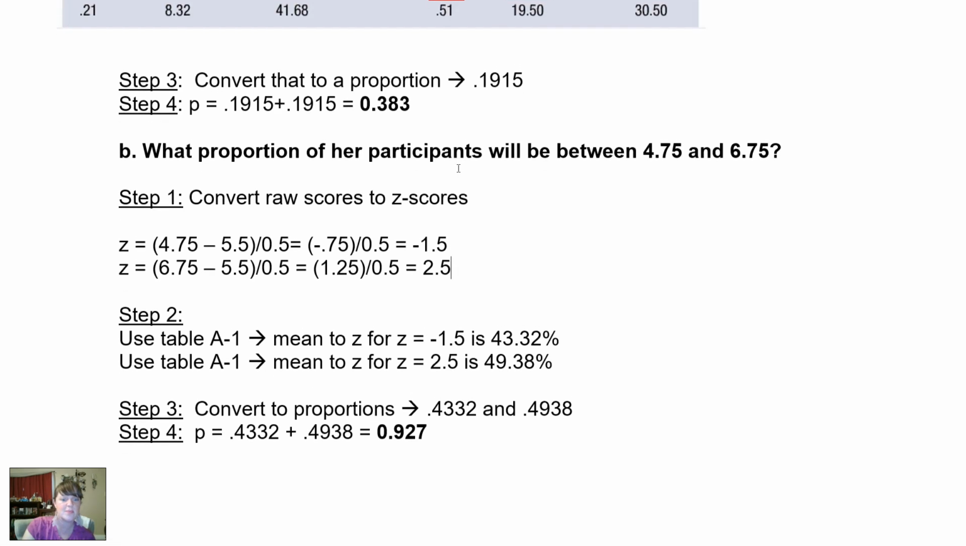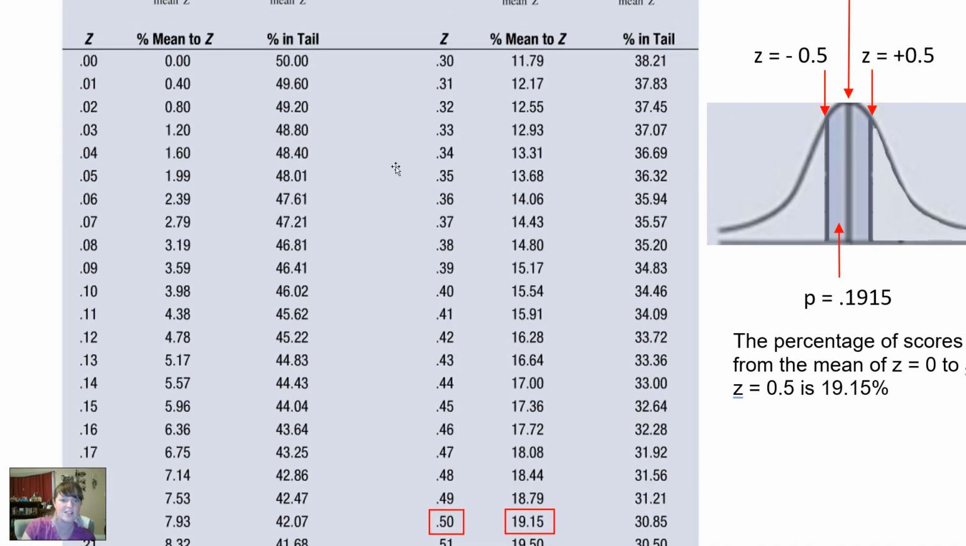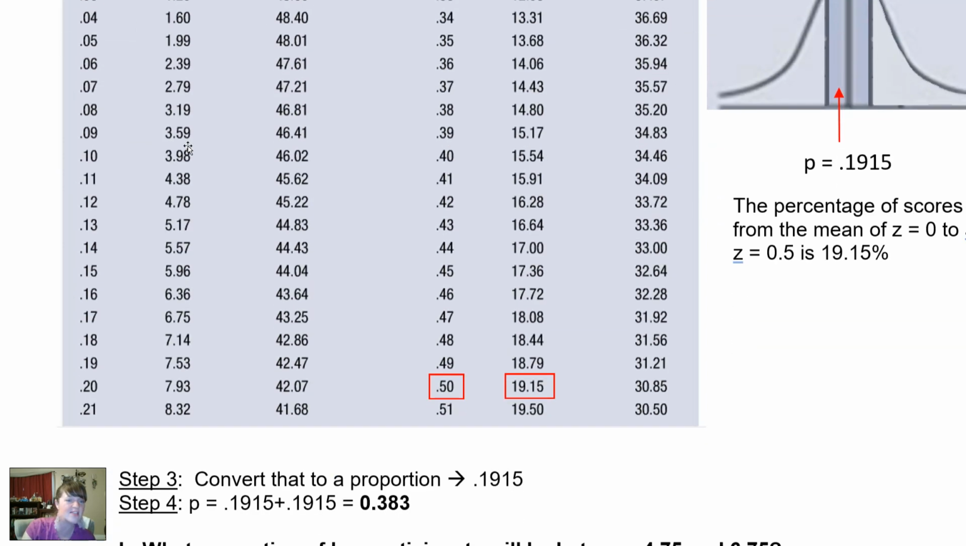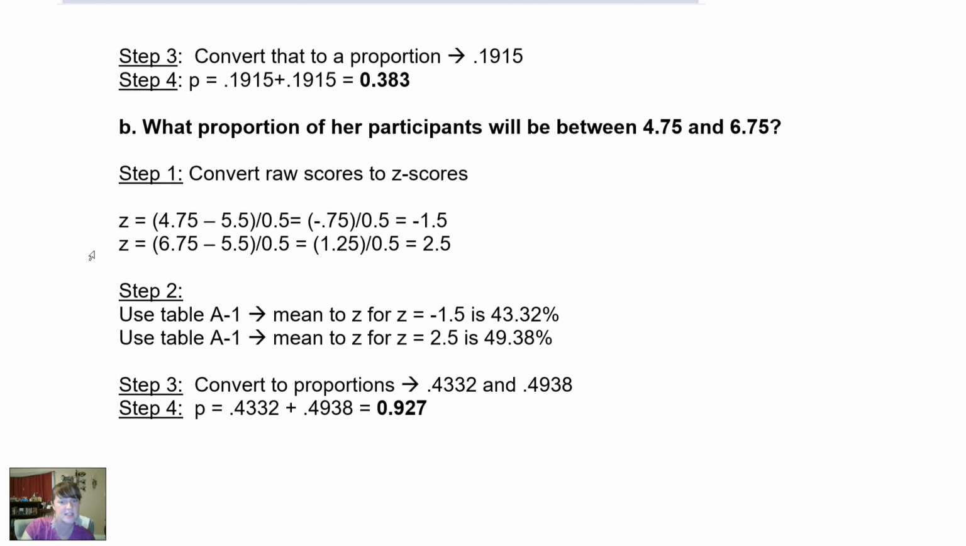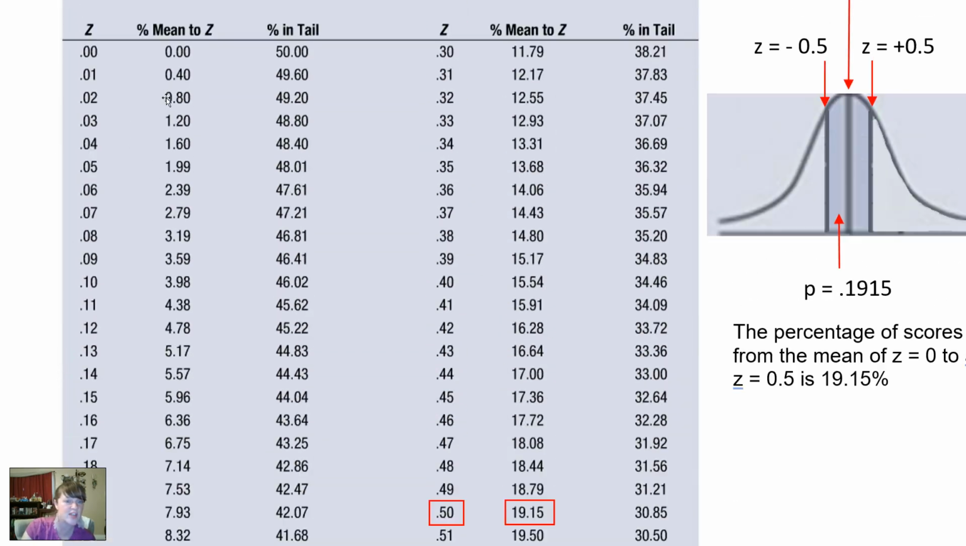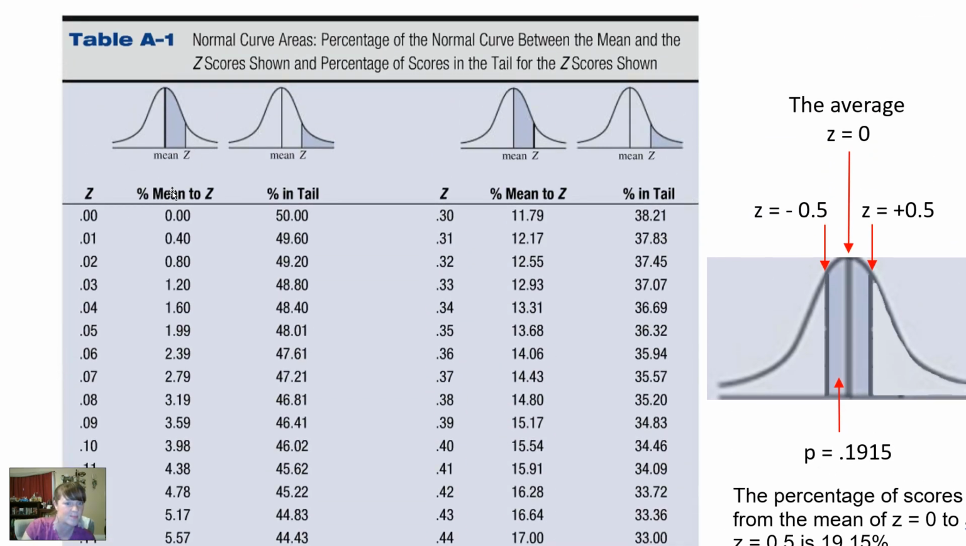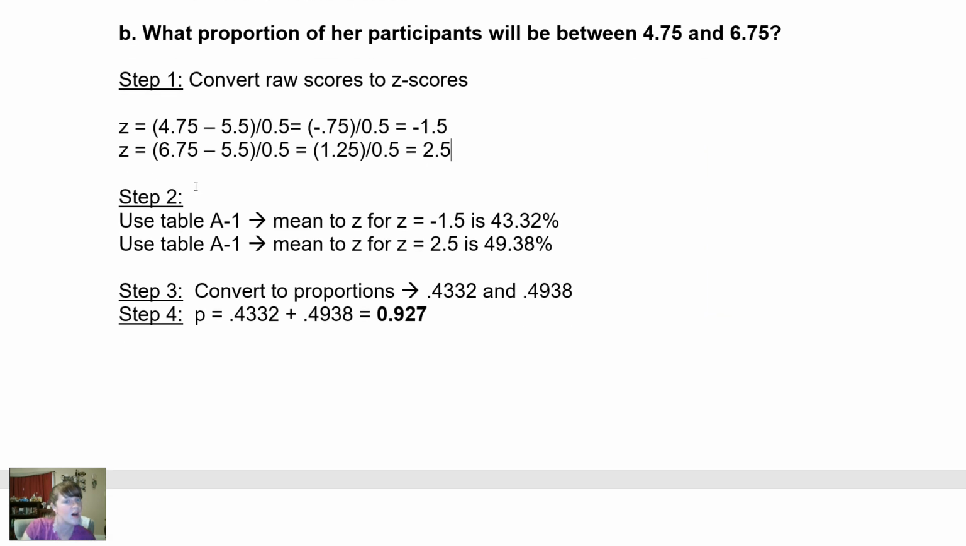So then I use the mean to z, that second column here, right? Sorry, I'm going to find the z-scores of 1.5 and 2.5 on here, and then find this percentage in the mean to z. And what I pull off the graph is that there's a mean to z of 1.5 of 43.37.